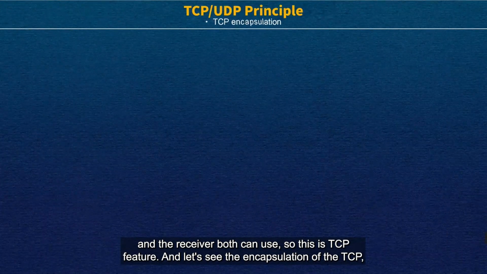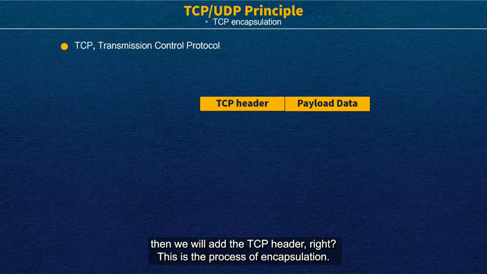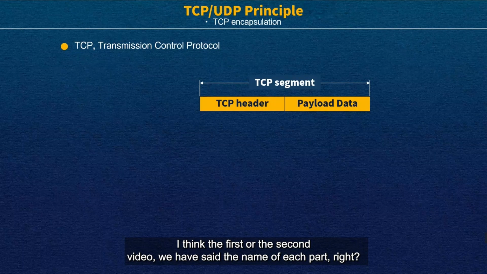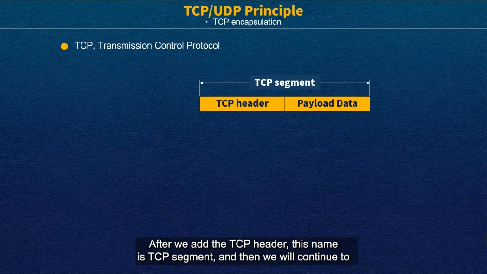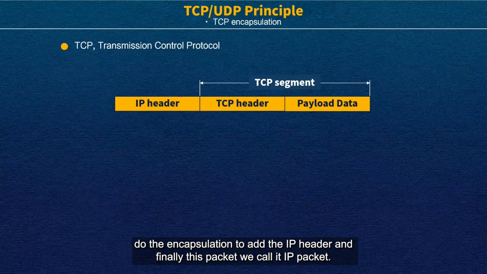And let's see the encapsulation of the TCP. TCP is the Transmission Control Protocol, and when we receive the payload data from the application layer, we add the TCP header, right? This is the process of encapsulation. After we add the header, this package is called a TCP segment. Do you still remember? I think in the first or second video we gave the name of each part, right? After we add the TCP header, this is called a TCP segment. And then we continue the encapsulation to add the IP header. And finally, this packet is called an IP packet.